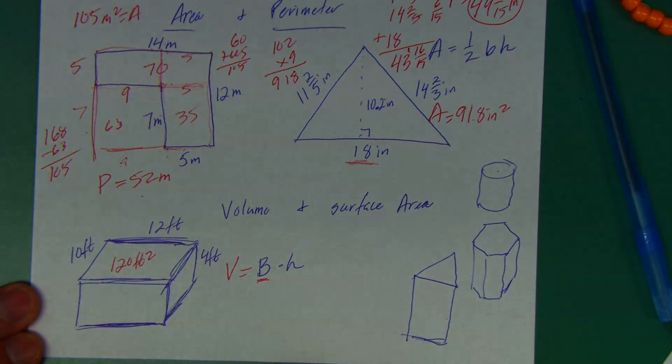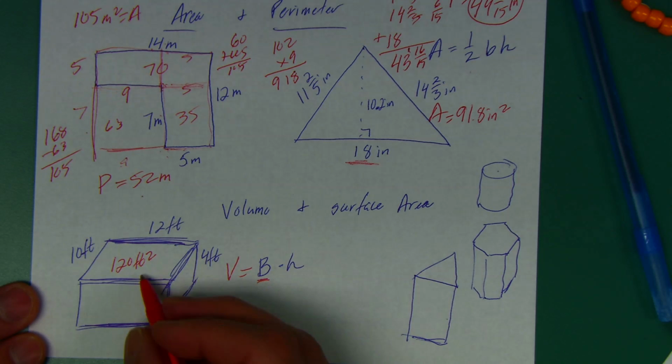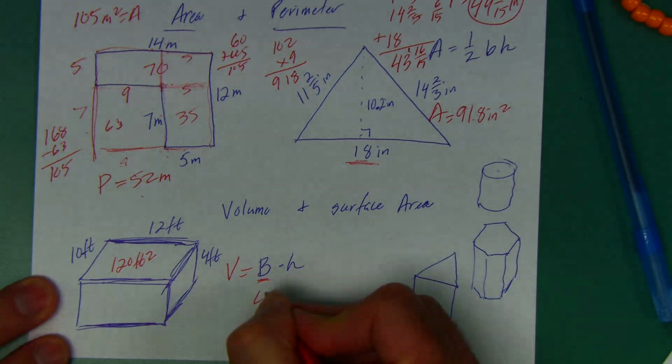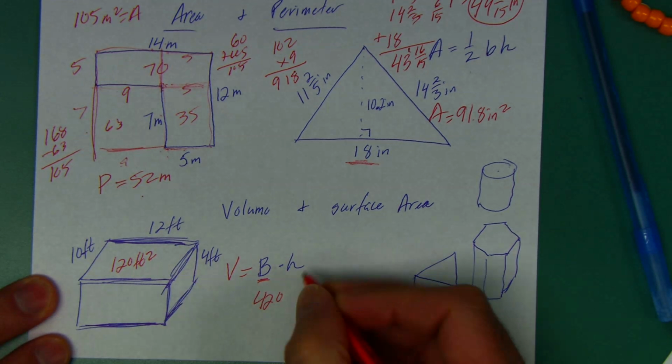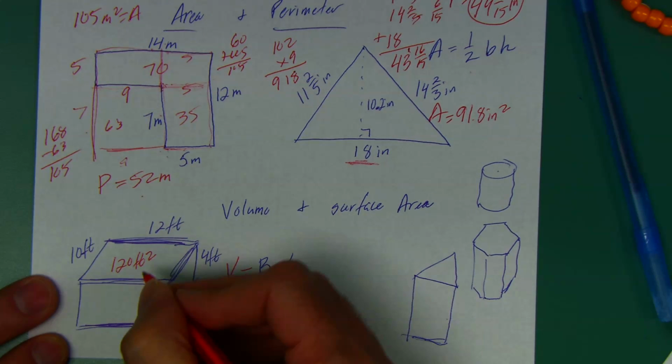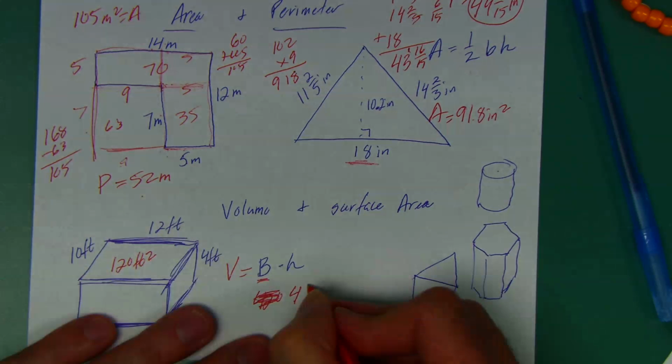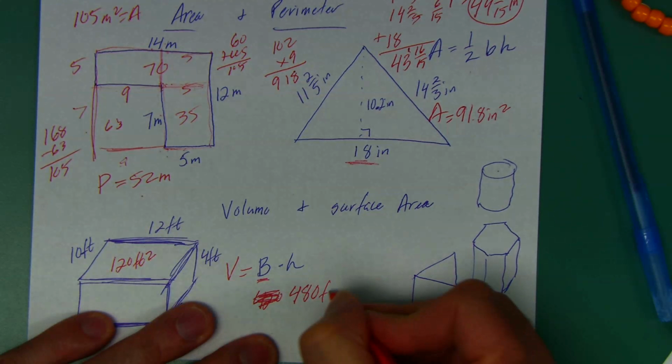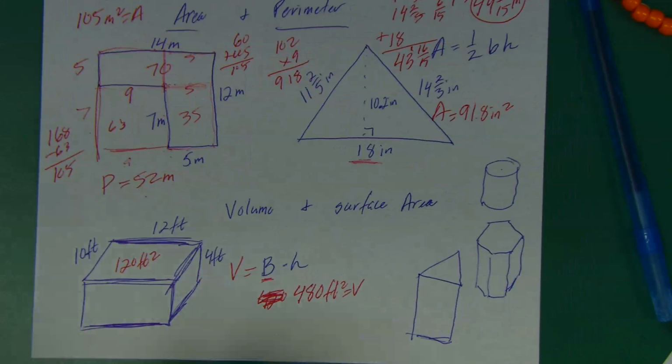Multiply that times 4. What's 4 times 12? 48. So 4 times 120 is 480 square feet. That's the volume. Okay, now that's the easiest one. The surface area is a little harder because there's more steps. Okay, each step by itself isn't that hard.